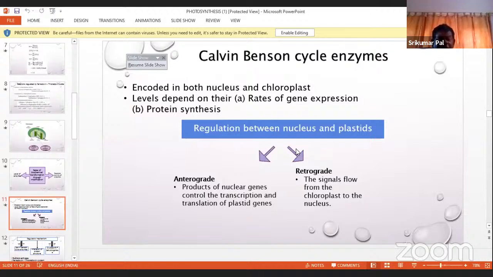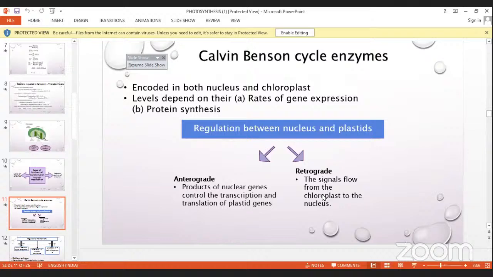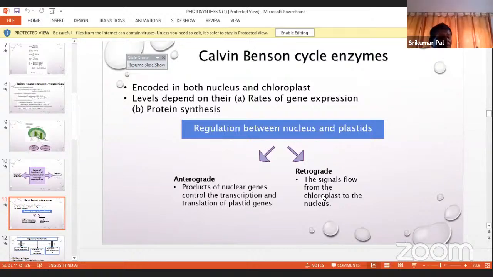On the other hand, in some cases the signal transduction is retrograde. That means the signals flow from the chloroplast to the nucleus. For example, ferrochelatase is an enzyme responsible for heme synthesis in the plastid, and this ferrochelatase triggers the translation of the nuclear genes.